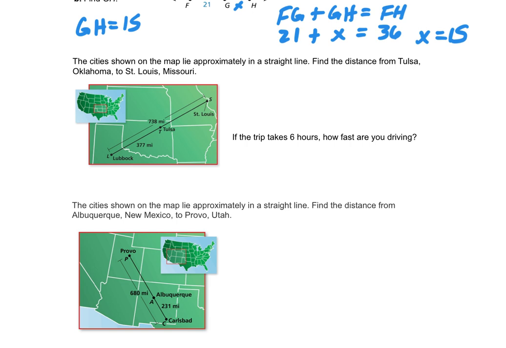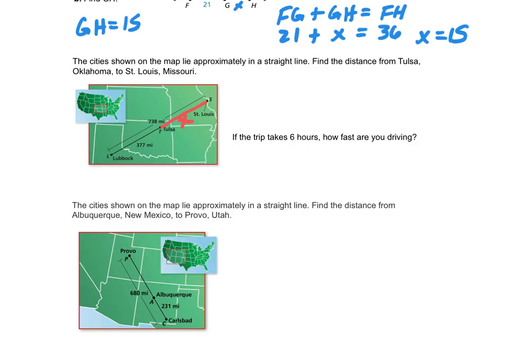And so that's what we're looking at here, except they actually go ahead and tell us the actual distance. We're trying to find the distance between Tulsa, Oklahoma, to St. Louis. Okay, so this is the piece that we're looking for right here. T to S, Tulsa to St. Louis.